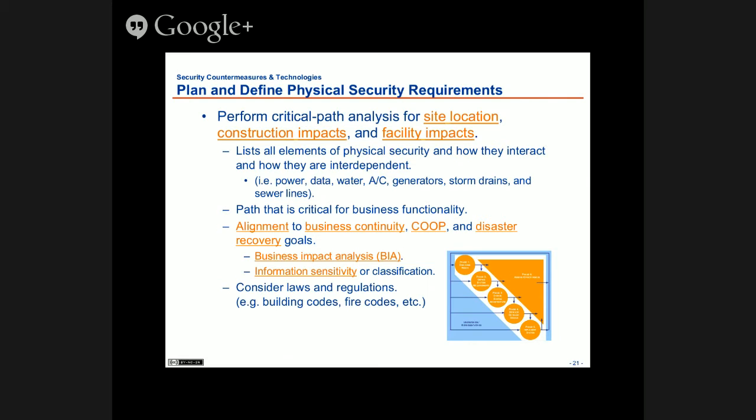You need to conduct a business impact analysis and information sensitivity classification. Now, this is what we've been talking about throughout the course in terms of information sensitivity and classification. This deals with how you actually categorize your information, whether it's unclassified, secret, top secret, confidential, or proprietary. So how do you classify your information?